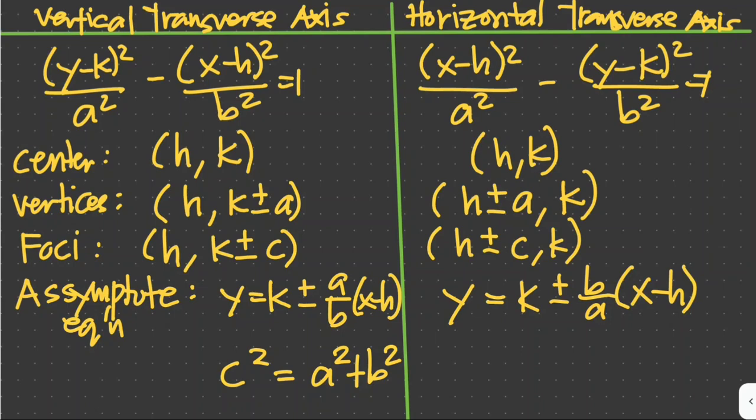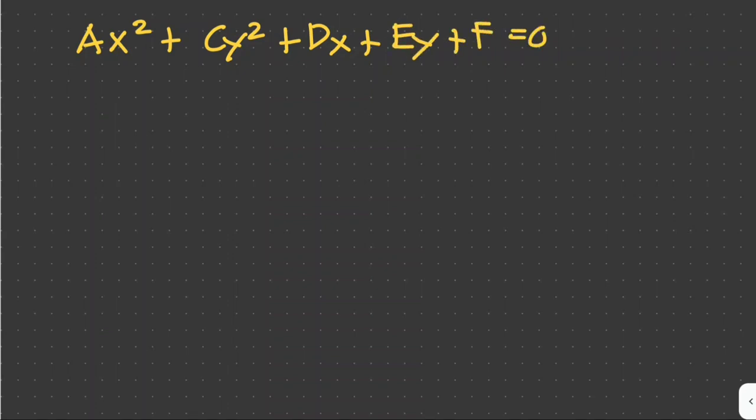Okay, and now you'll be ready to solve or write equations of any conic sections by using all of these formulas. And there is another technique on how to classify conic sections. If you're given this equation, ax squared plus cy squared plus dx plus ey plus f equals 0, we can determine whether the conic section is a circle, parabola, ellipse, or hyperbola.